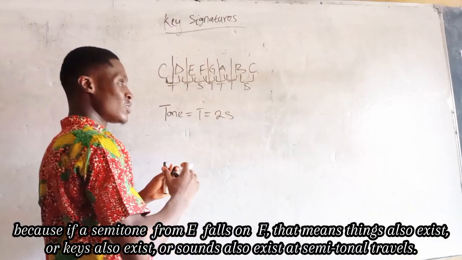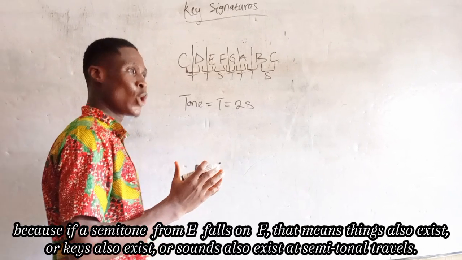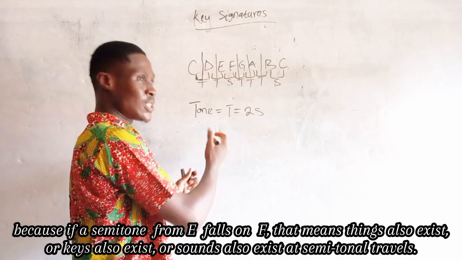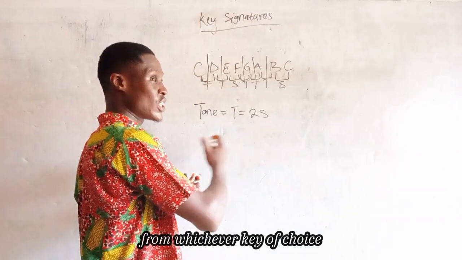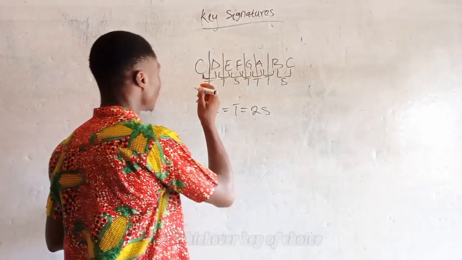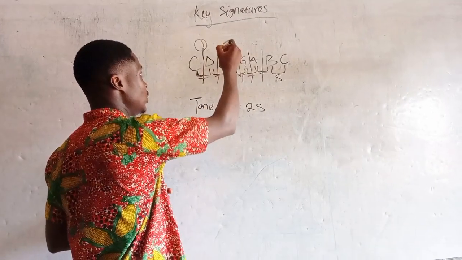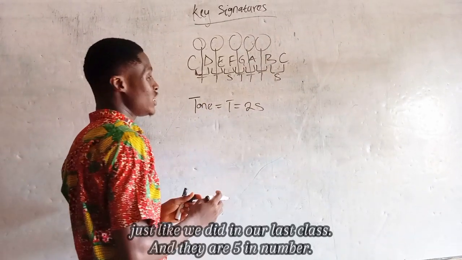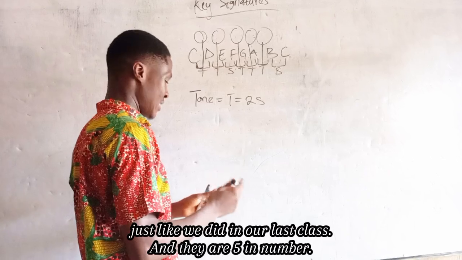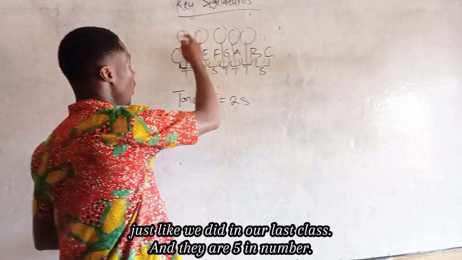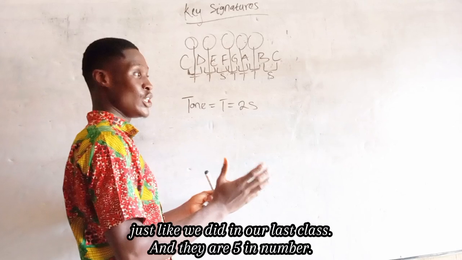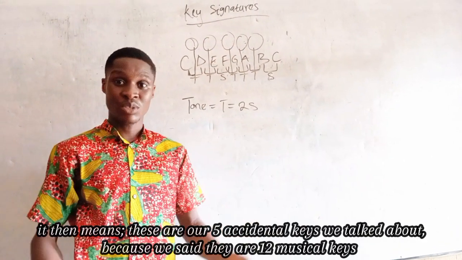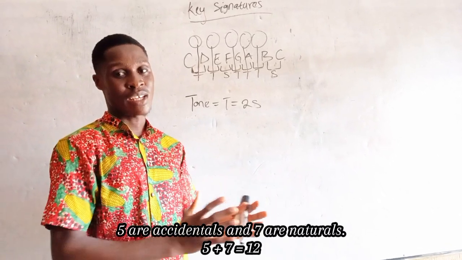that means keys also exist, or sounds also exist, at semitonal travels. Sound also exists at semitonal travels from whichever key of choice. So that means there's also a key here, also a key here, also a key here, also a key here, also a key here, just like we did in our last class. And there are 1, 2, 3, 4, 5. There are 5 in number. It then means these are our 5 accidental keys we talked about, because we said there are 12 musical keys. 5 are accidentals and 7 are naturals.